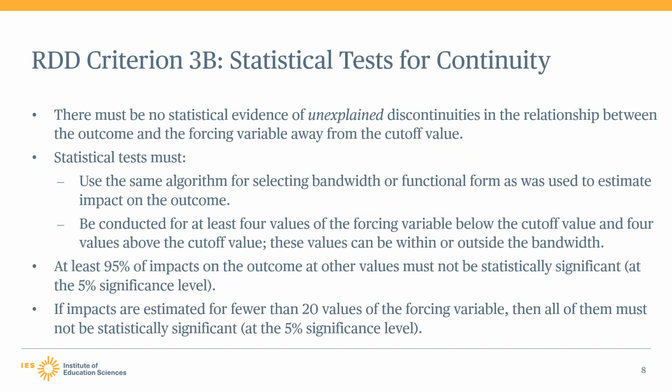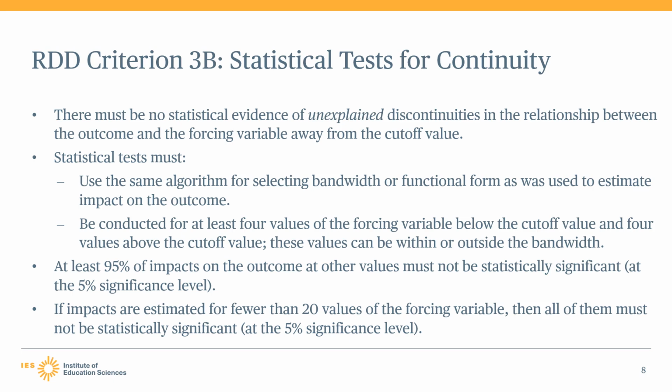The second criterion of the continuity standard, which we refer to here as RDD criterion 3B, requires that there be no evidence using statistical tests of the discontinuity in the outcome forcing variable relationship at values of the forcing variable other than the cutoff value, unless a satisfactory explanation of such a discontinuity is provided. The statistical test used to address RDD criterion 3B must use the same algorithm for selecting the bandwidth and/or the functional form as was used to estimate the impact on the outcome.